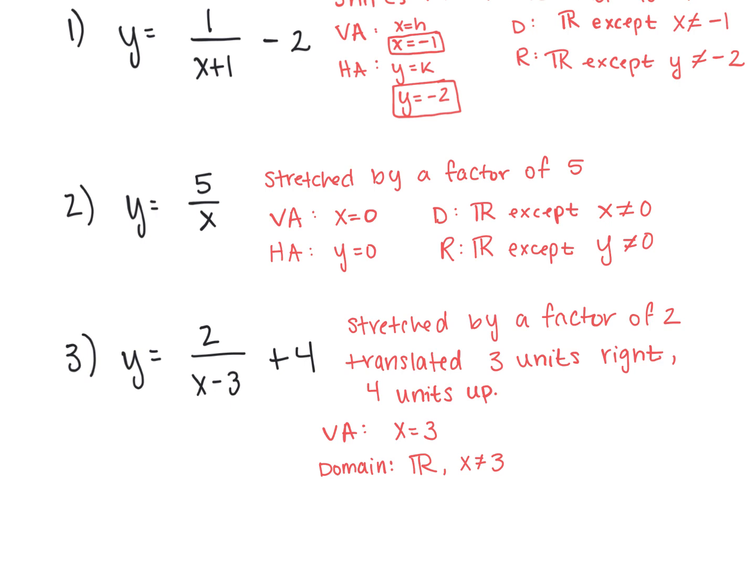All right, and then our horizontal asymptote is affected by our k, so y is equal to 4. Our range, all real numbers, but y cannot equal 4. And that should be all.